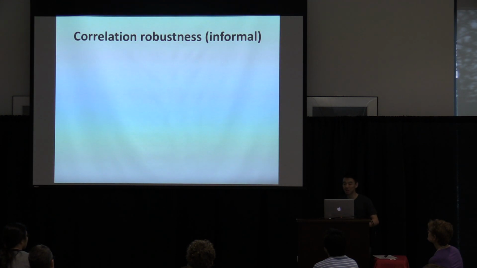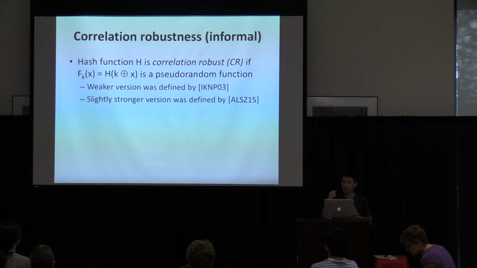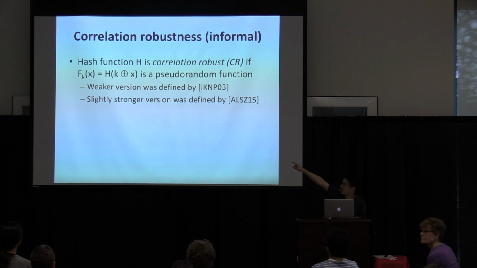So let me start with correlation robustness. This concept, as far as I know, was also proposed in the OT extension paper by Yuval et al., where they proposed a notion which is slightly weaker than our notion. Essentially, what we call correlation robustness is that if H is correlation robust, then F sub k of x implemented in this way should be a pseudo-random function.